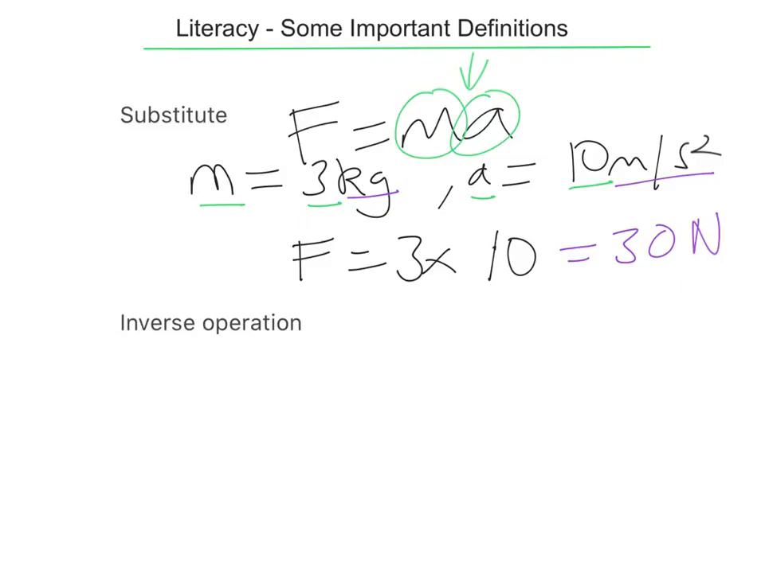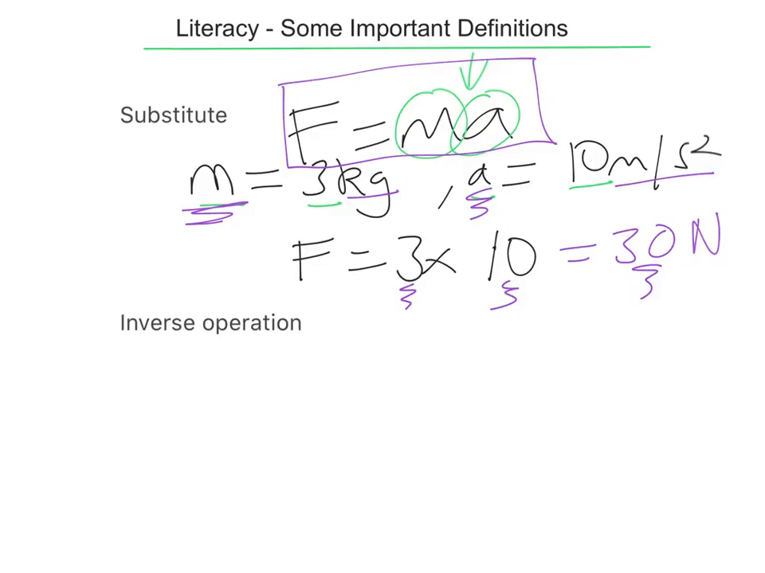The important part is this formula at the top tells you how to work out the answer. It tells you to multiply M by A. And when somebody tells me what M is and what A is, I can substitute those values into the formula and get an answer. An inverse operation means an operation that's the opposite.